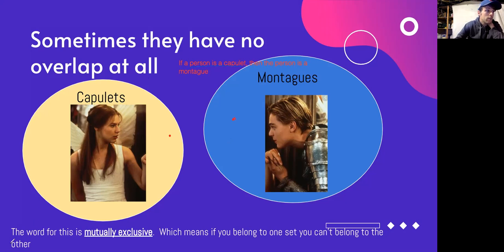And yeah, so here's some more set vocabulary here. These two sets are what are called mutually exclusive because they have no intersection. There's no part where they overlap. If you belong to one set, you are excluded from the other one. All right. Let's go ahead and move forward.